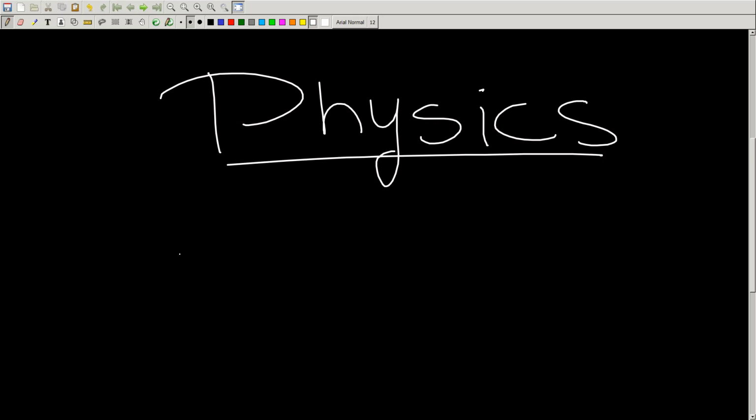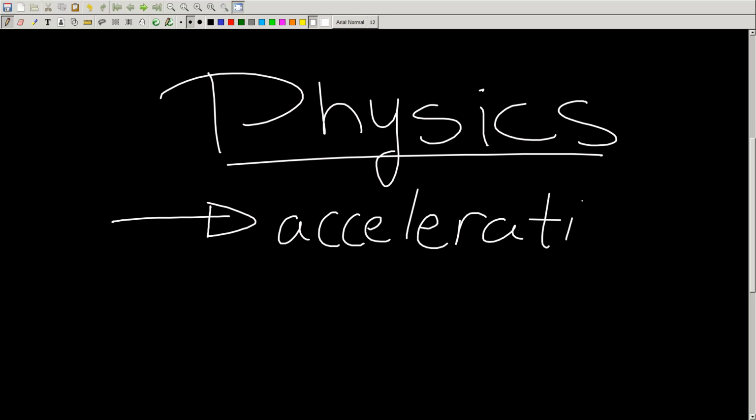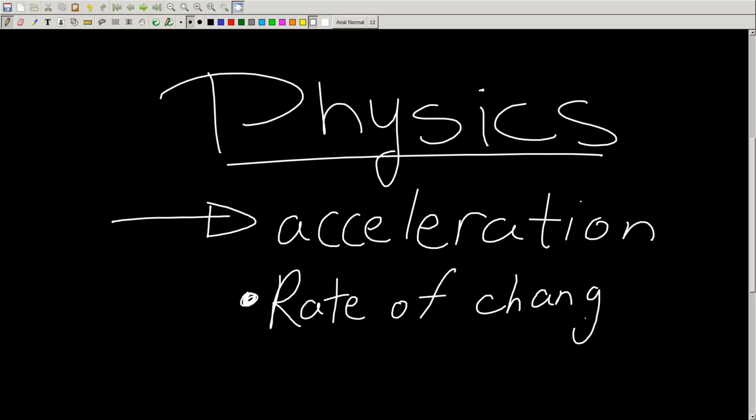Alright, in today's fun and exciting episode of Math with Marty, we're going to go more in depth into the physical quantity of acceleration. Acceleration, folks, is the rate of change of speed or velocity. The rate of change of velocity. Now what does that mean? Rate of change of velocity.